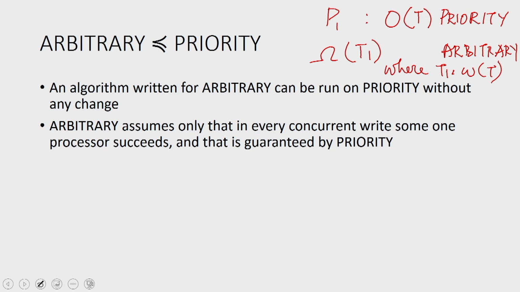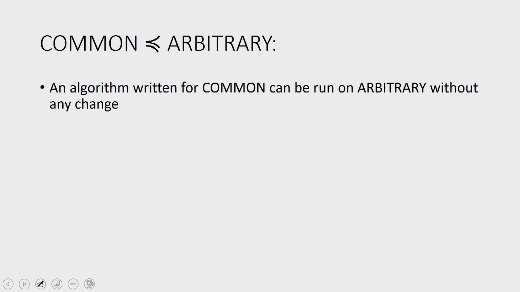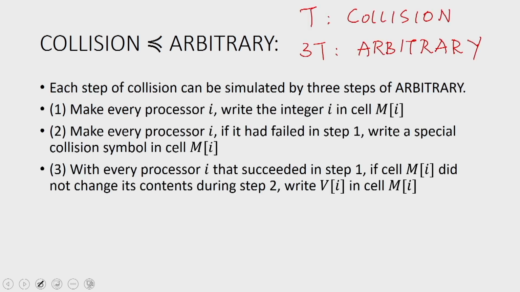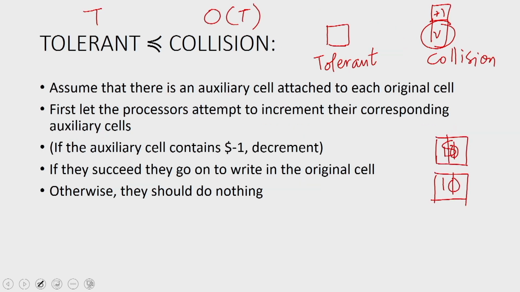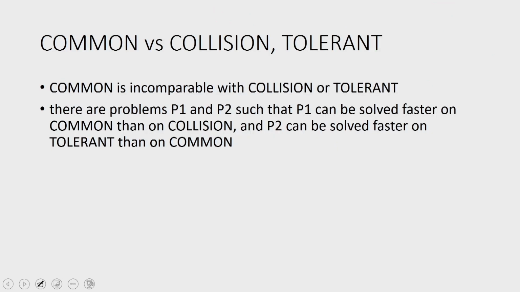Similarly, for the next inequalities as well, we can find such problems. There exists a problem P2 which can be solved faster on arbitrary than on common, and there exists a problem which can be solved faster on arbitrary than collision, and there is a problem which can be solved faster on collision than tolerant, which means all these inequalities are strict.